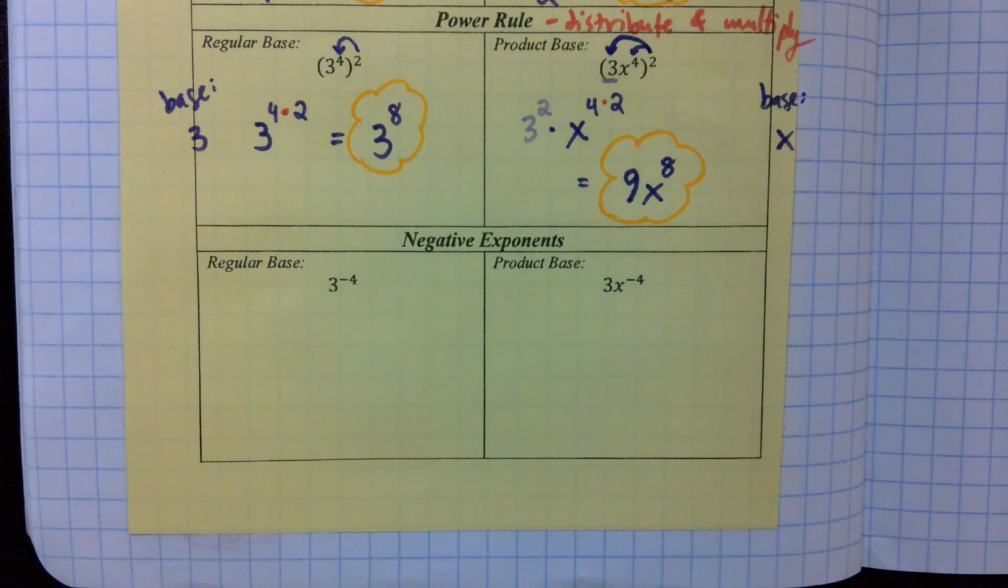1, 2 times, right? So now we don't have a 3 times 2. We have a 3 times 3. See what I mean? Which that would give me 9. But now I have 4x's here, 4x's there. That becomes 8 because I add those together, right? And that's exactly what we got, 9x to the 8.